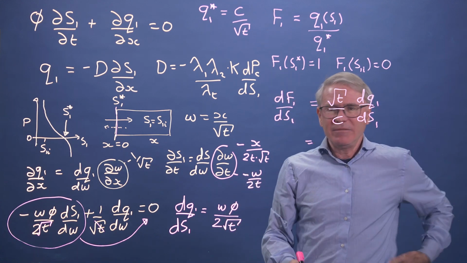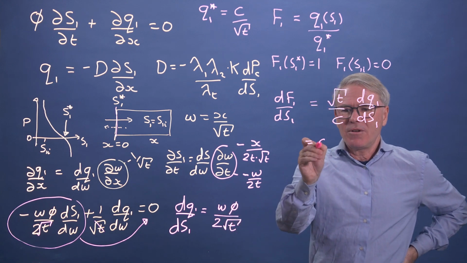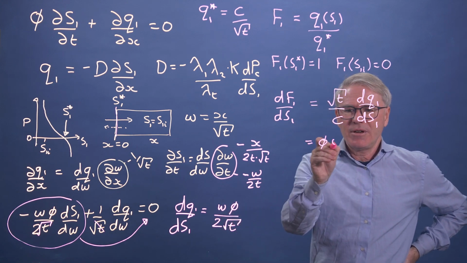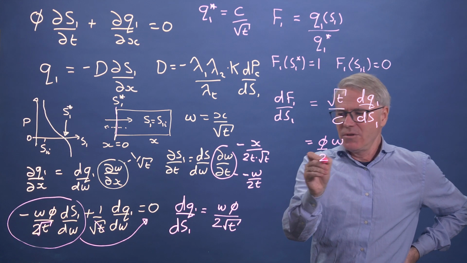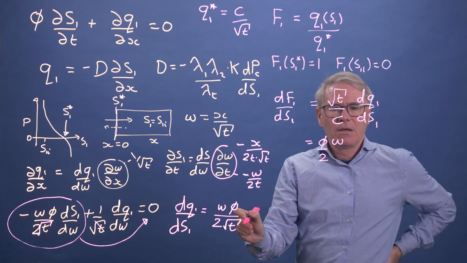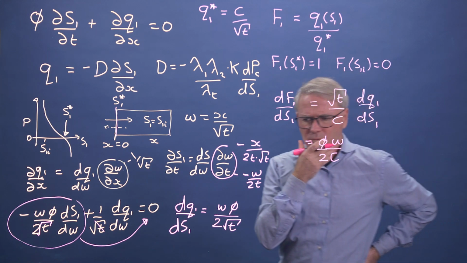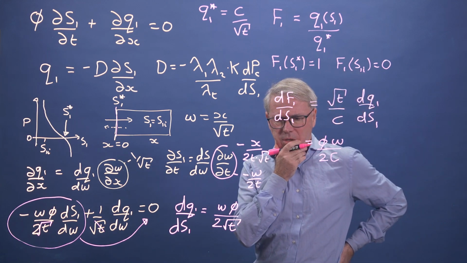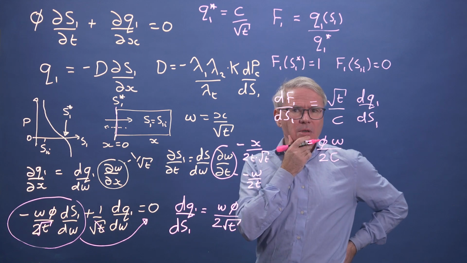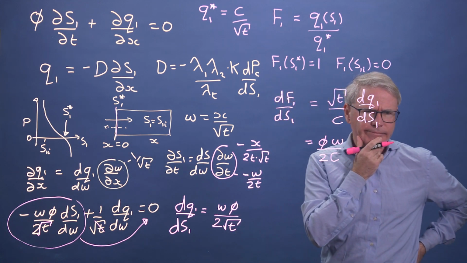So what have we got here? That cancels out. So we've got phi, we've got an omega, we've got a 2, and we've got a C. Is that it? Yeah. Now just a moment.